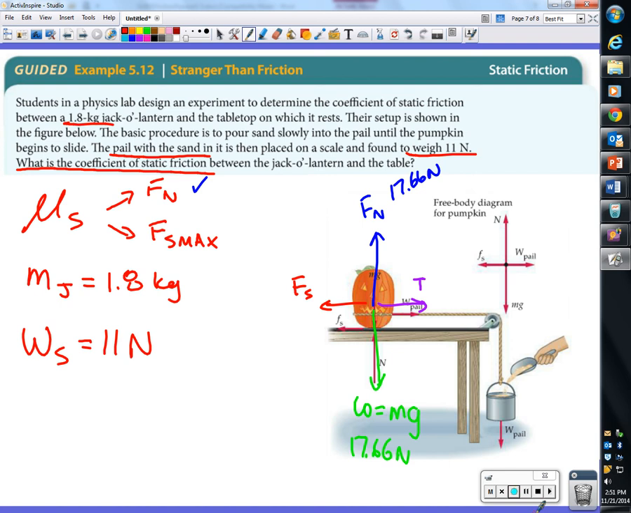And let's say they were so good about it that they put sand in and it didn't move. They knew they were getting close, and so they put one extra grain of sand in, and then it budged just a little bit. Okay? So, it told us in the problem that at that point, when they took the bucket of sand and put it on the balance, we came up with a weight of 11 newtons.